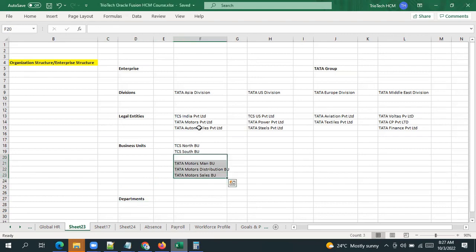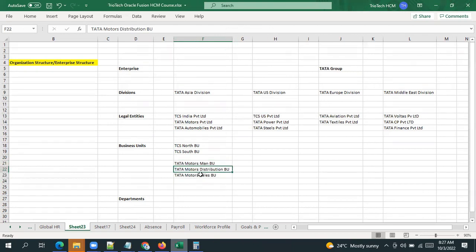Let's suppose Tata Motors Private Limited is a legal entity team. Under that, they are having the business units like Tata Motors Manufacturing Business Unit, Tata Motors Distribution Business Unit, and Tata Motors Sales Business Unit team. So as a company, it is operating in the country, and within that, they're into different business units team. They are categorizing their business functions into different business units team.